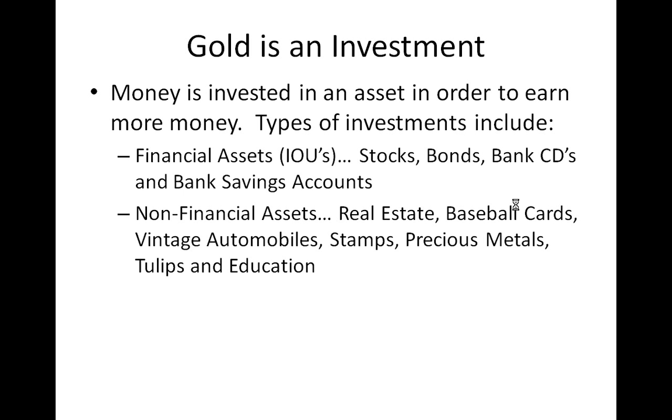So I've broken out investments into two different categories: financial assets and non-financial assets. Financial assets are IOUs, stocks and bonds, government bonds, treasury bills, things like that. Non-financial assets are things that are not denominated in dollars, for example, real estate. Real estate is a hard asset. But we can also say the same thing about baseball cards, paintings, stamps, precious metals, including gold, and tulips. Don't laugh. At one point, it was a major investment.